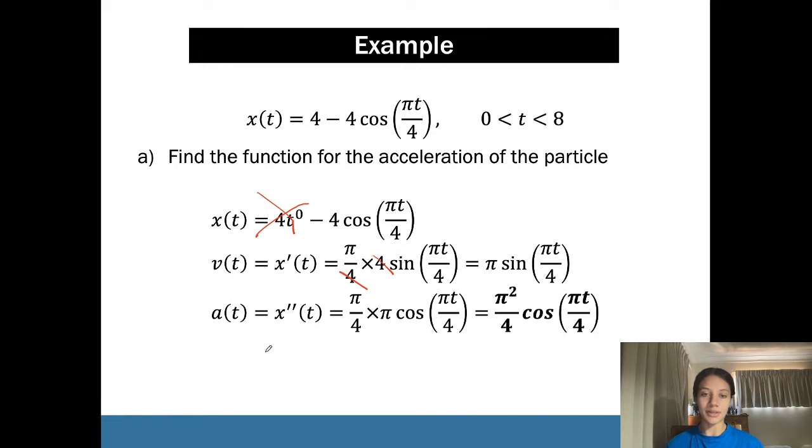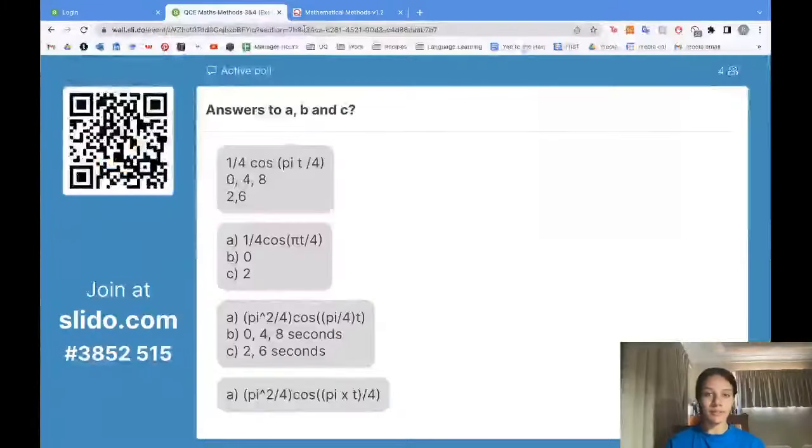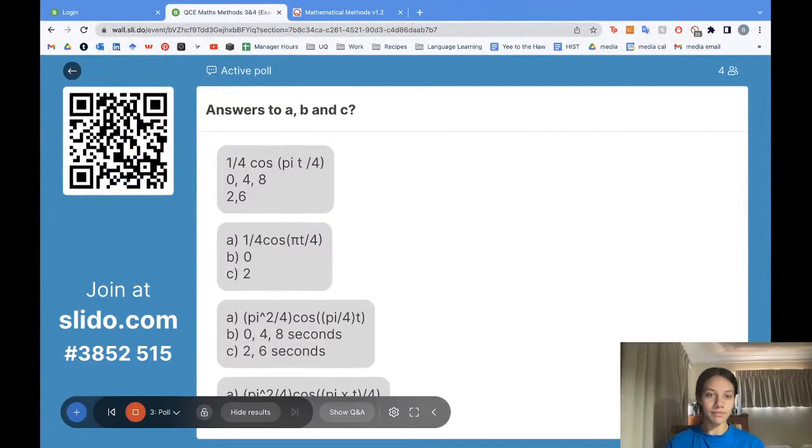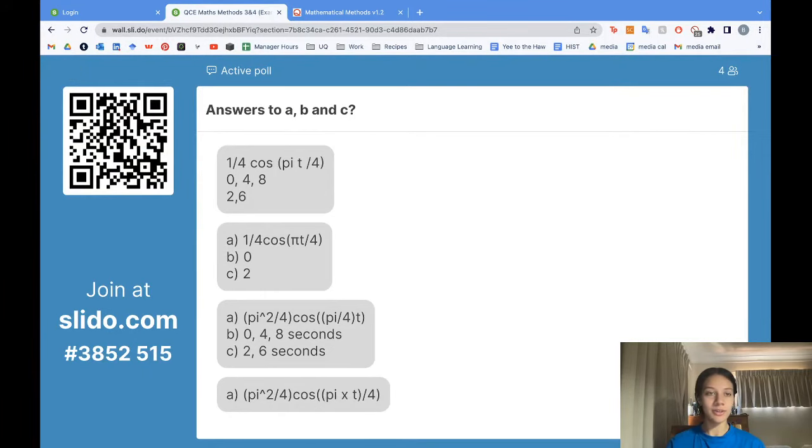And then we find our second derivative. If we derive sine, we end up with cosine. So we have cosine of what was in the brackets, and then pi, multiplied by the pi on 4 again. If we bring that out the front, pi on 4 times pi gives us pi squared on 4, cos(pi t over 4). Nice, which seems to be what the majority of people have gotten, which is great. All right, awesome.